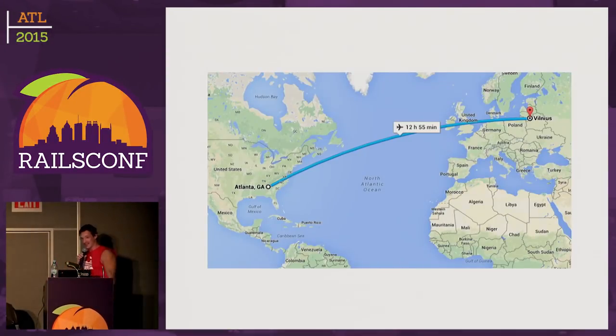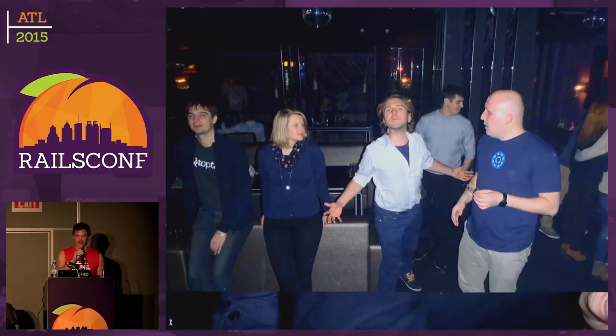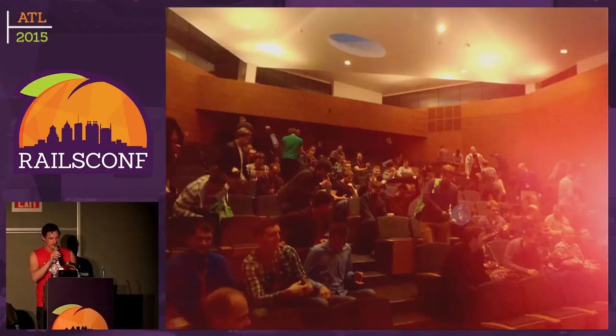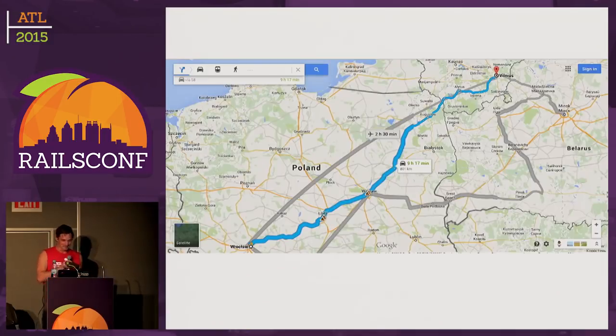Before I came to Atlanta, I was traveling a little bit to conferences. The last stop before Atlanta was in Vilnius. No, I was in Minsk, so that's the wrong Google Maps. I was in Minsk in Belarus. It was a great conference, great speakers. We had a couple of drinks, and it was fantastic. Before that, I just confused the slides, I was in Vilnius, in Lithuania, at the RubyConf. It was a great conference, awesome speakers. We had a couple of drinks, it was awesome.